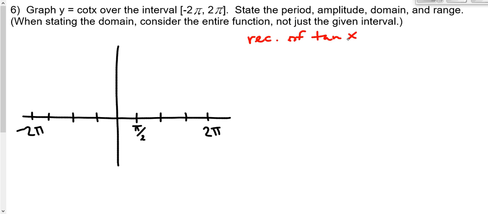And wherever tangent was 0, cotangent will be undefined. That means cotangent is undefined at 0, and at pi, and at 2 pi. So notice that the asymptotes for cotangent are not in the same places as the asymptotes for tangent. They are offset. And in between every two asymptotes, we're going to have a 0. Remember that if tangent goes up, then the cotangent goes down, because if numbers go up, their reciprocals will go down. So we have curves like this.